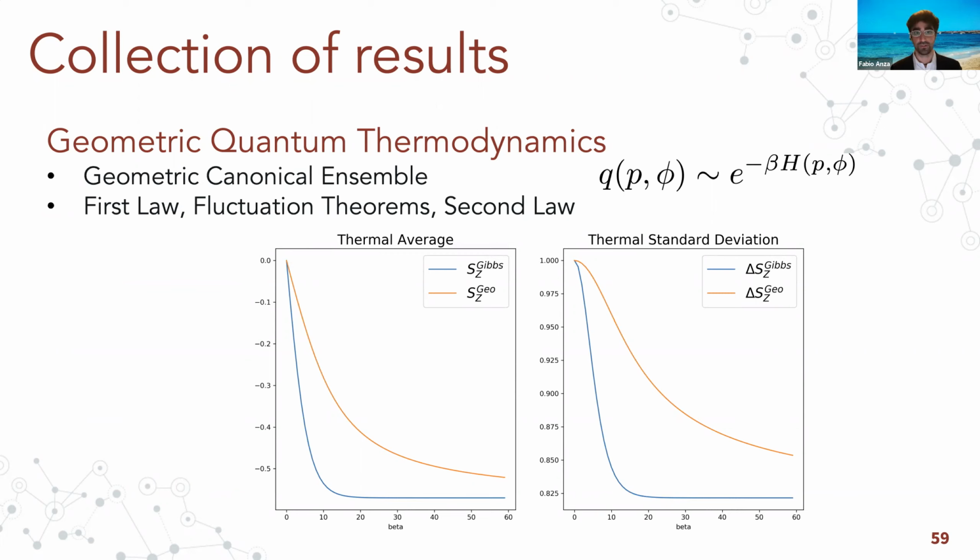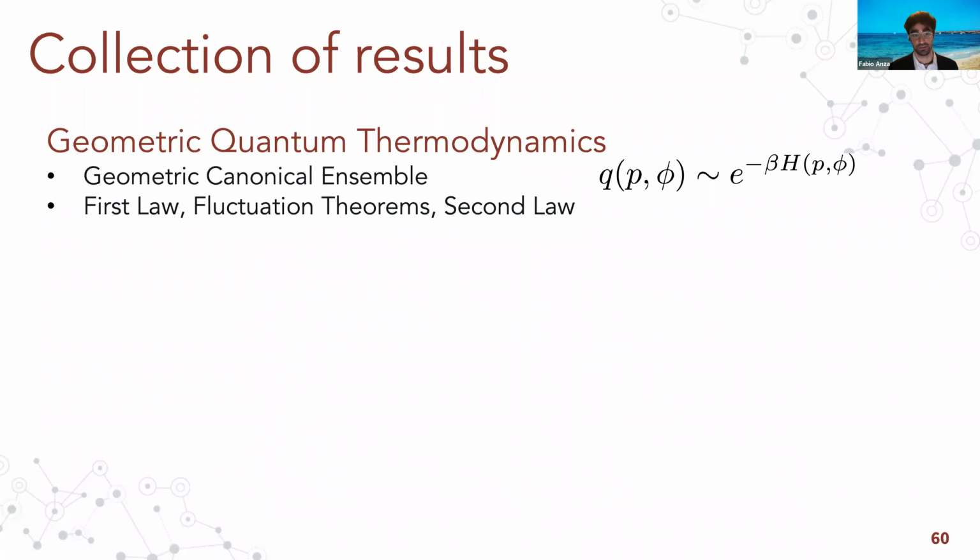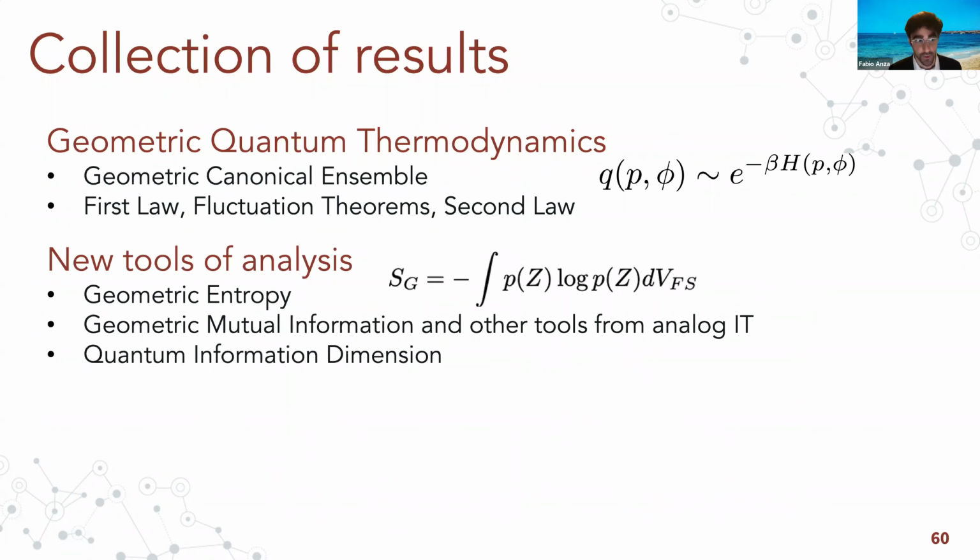You can also prove that there is a first law of thermodynamics. These are full-fledged, it's a full thermodynamics. You have fluctuation theorems, you have a second law, and you have all the machinery. But it's slightly different than the standard quantum thermodynamics. There are new tools of analysis that emerge, like, for example, this can be a continuous probability distribution, P of Z. So there is a notion of entropy, integral of P log P using the Fubini-Study 2D measure, that gives you something that is different.